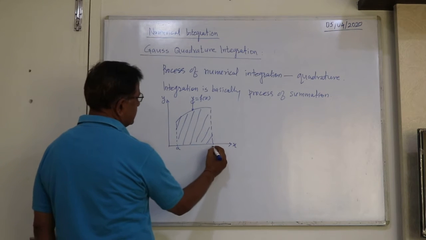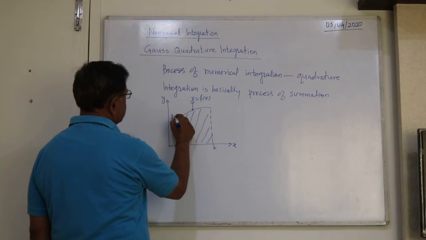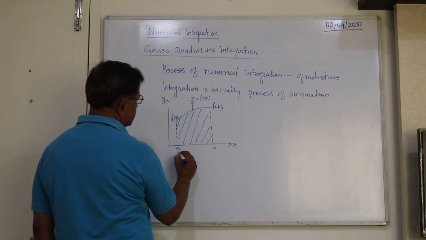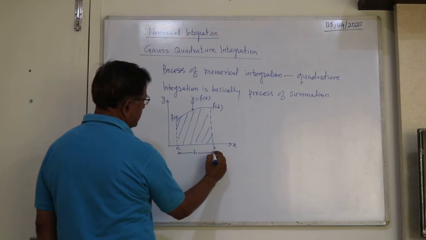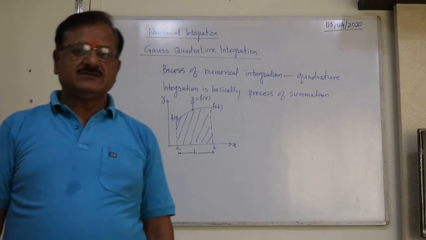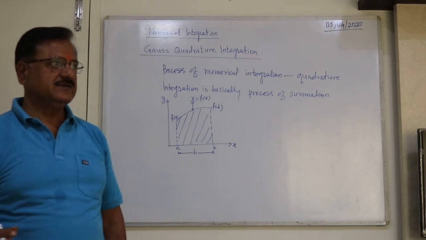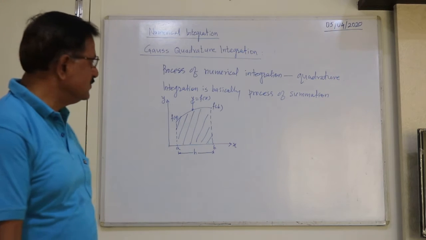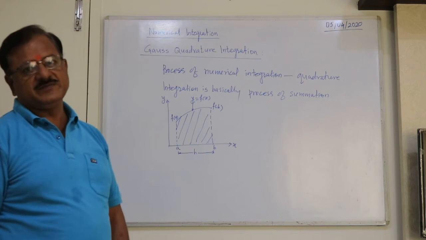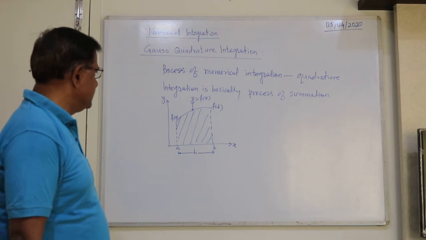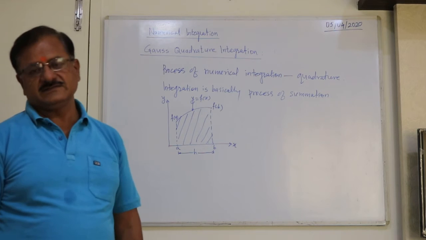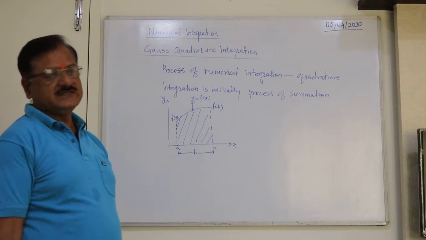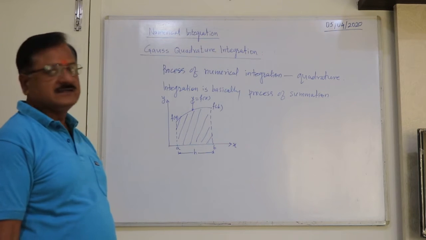Suppose this is point A, this is B. So this is f of A and this is f of B, and the distance between them is, say, h. Interval is h. So to find this area under the curve numerically, we can use the trapezoidal formula, Simpson's 1/3 rule, or any other numerical formula, or by subdividing this area into known figures for which we can work out the areas, we find the area under the curve.